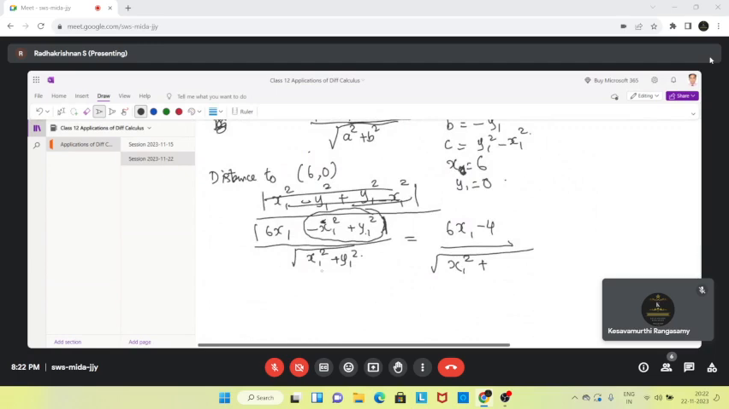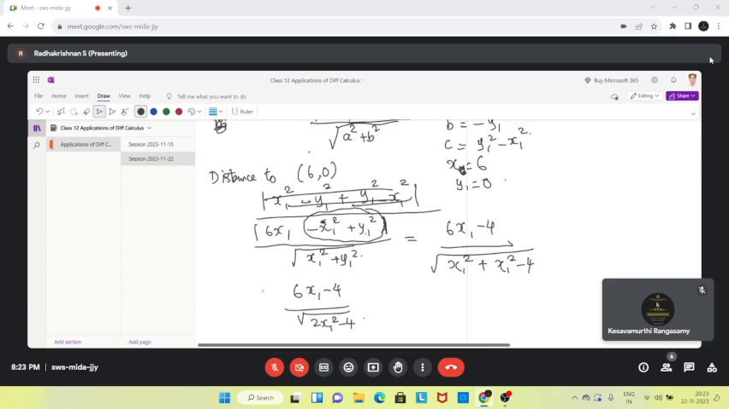Okay. So I'm just bringing it to one variable. So the distance in terms of x1 I have got. That means 6x1 minus 4 divided by square root of 2x1 square minus 4. So if you choose any point x1, then its distance from (6, 0) is going to be this. Okay, so that we have got.